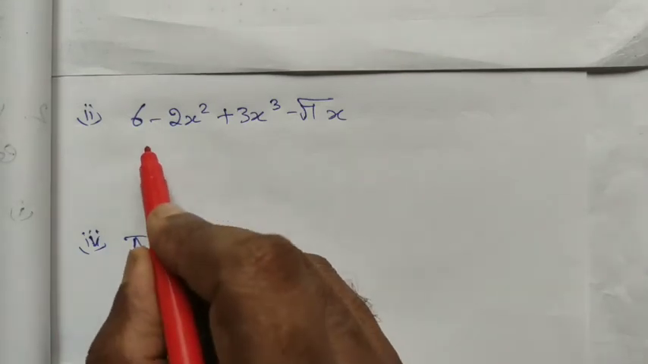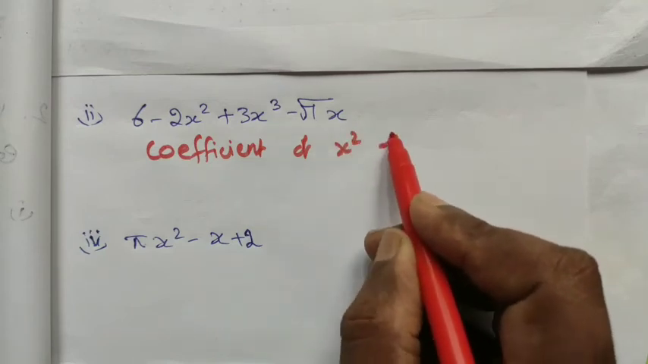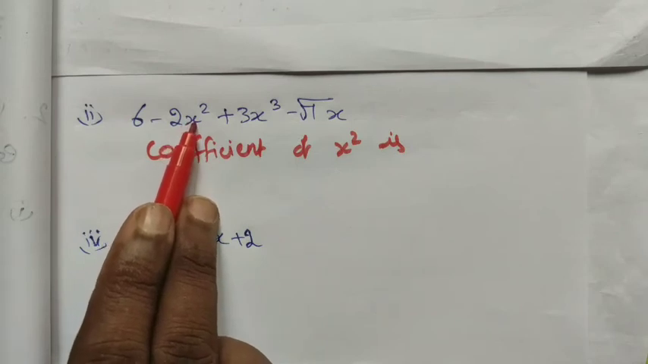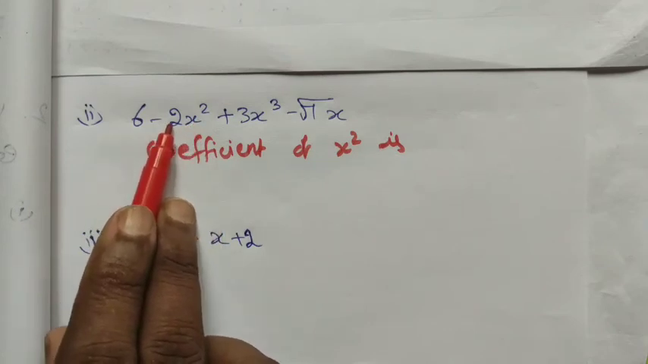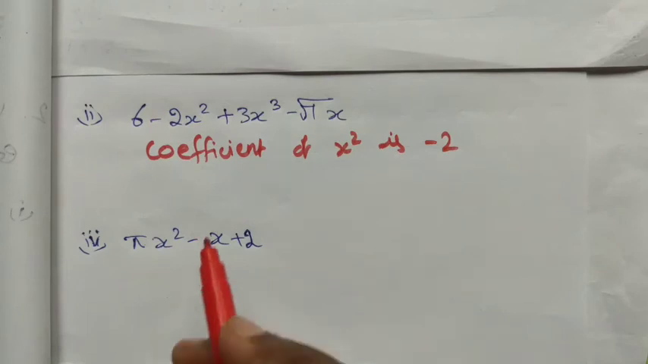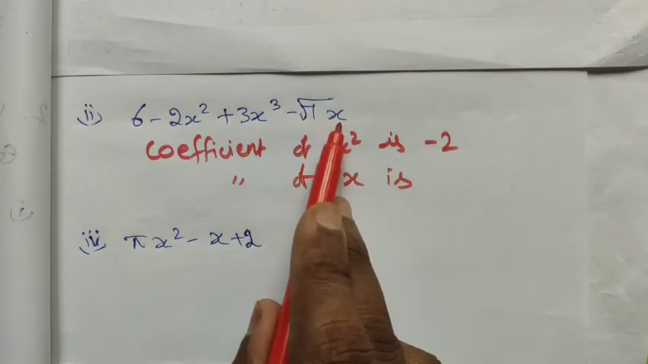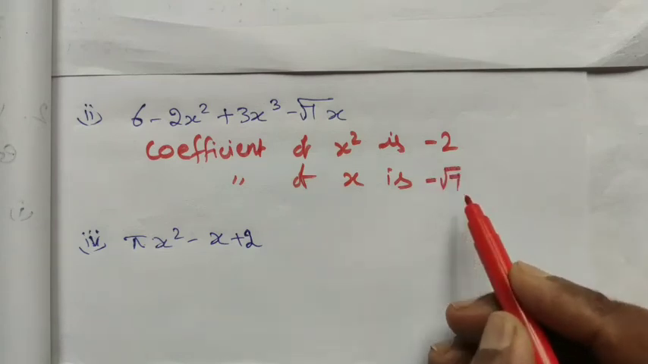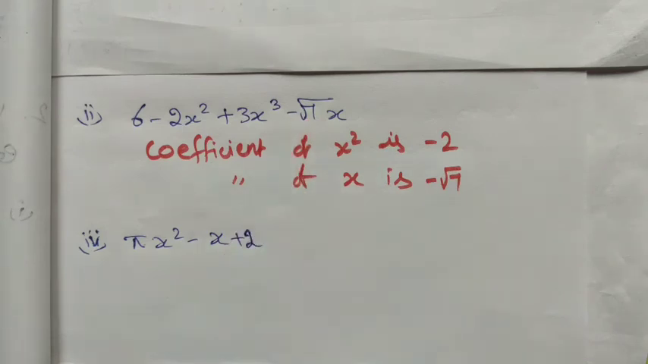Next Roman number 2, the coefficient of x square. Here we have x cube, here we have x square. The coefficient of x square, multiplied with x square, is minus 2. That is, minus 2 is the coefficient of x square. Then the coefficient of x is, x is multiplied with minus root 7. Minus root 7 is the coefficient. Not only the number, you have to take the symbol also, so minus root 7.